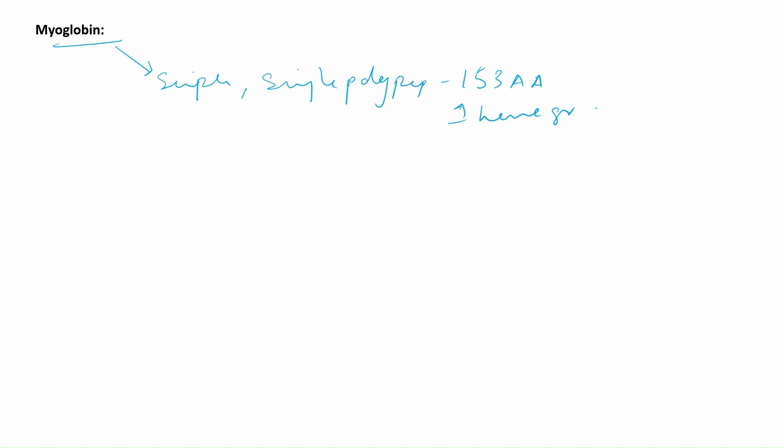Now come to myoglobin. Myoglobin is a simple protein made up of a single polypeptide of 153 amino acid residues and one heme group. It binds with oxygen and transports the oxygen in muscle tissues. These are found more in diving animals. The reason we already studied in the last videos.